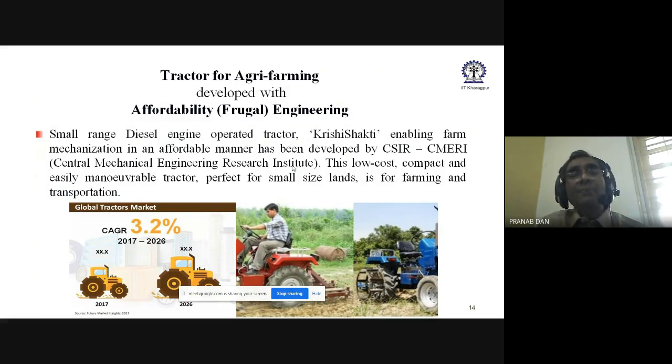This is another example of mechanical engineering. CMERI has developed a very low cost tractor. There are many small plots which require a low cost tractor, but many farmers cannot afford one. But this solves that problem. They have come out with a very low cost tractor that serves the purpose, which is called Krishi Shakti. And its CAGR, that is compound annual growth rate, is also reasonably good, more than 3% per year. So that is good. Next, please.